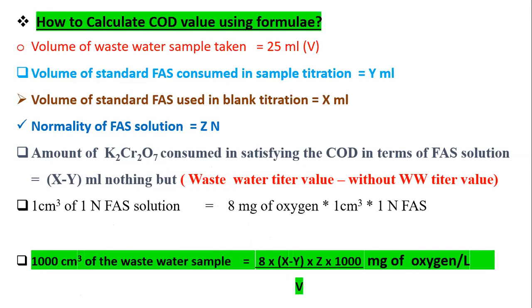Next, what is the 1000? We measure for 1000 cm cube of the wastewater sample, but we estimated for 25 cm cube. The value for 1000 cm cube from 25 ml is 8 into X minus Y into Z in the numerator, and in the denominator 1000, or 1 liter, divided by 25. That gives the value in milligrams of oxygen per liter. The above formula gives milligrams of oxygen. If you want to calculate per liter, you multiply by 1000 divided by V. V indicates the volume we have taken.